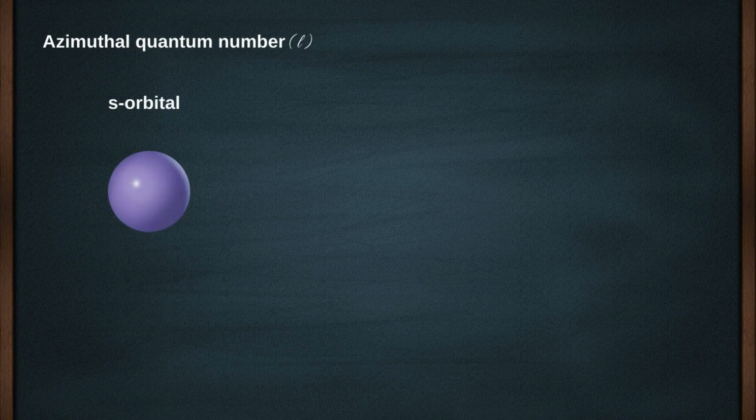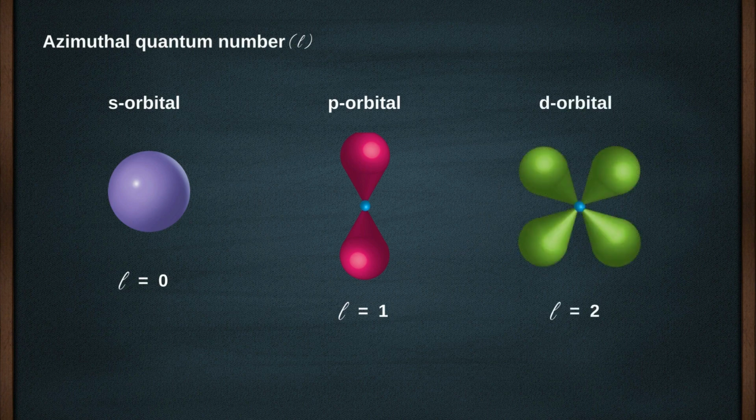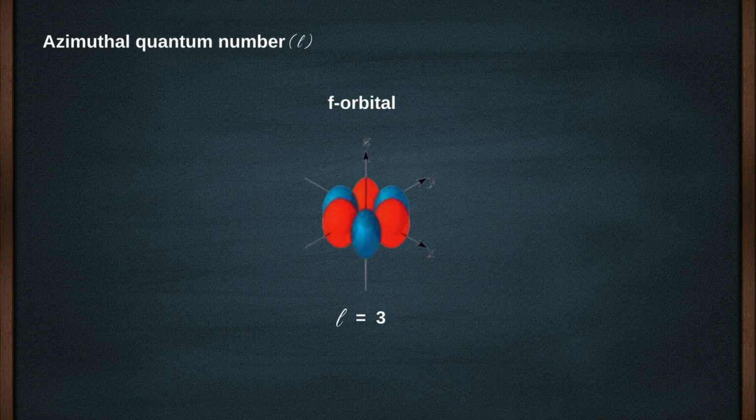L equals 0 corresponds to the s orbital. It is spherical in shape. L equals 1 corresponds to the p orbital. The p orbital has a dumbbell-like shape. L equals 2 represents the d orbital, which is shaped like a double dumbbell. L equals 3 represents the f orbitals, which have a very complex shape.